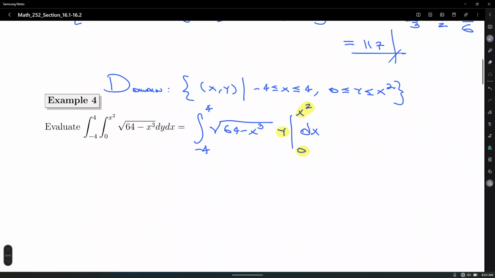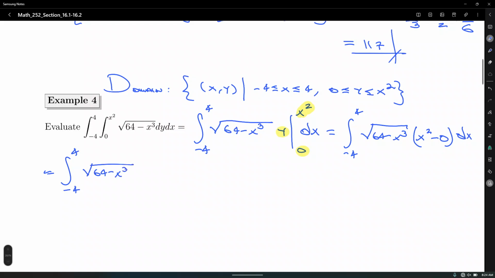Well, so that's the integral from -4 to 4 of the constant, that is the square root of 64 minus x cubed. Careful, the y is outside of the radical. That is going to be x squared minus 0. I'm not going to write the 0. Well, you know what? Let me write it down just so you can follow where it's coming from. And then that's the integral from -4 to 4 of the square root of 64 minus x cubed times x squared dx. All right? Any ideas how to evaluate this integral? Use substitution, right?